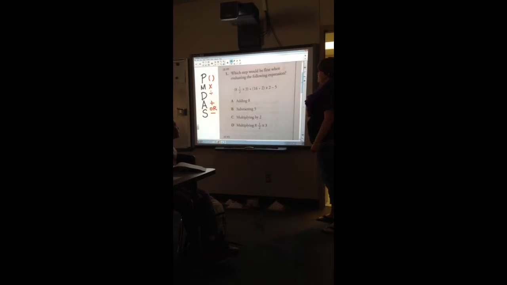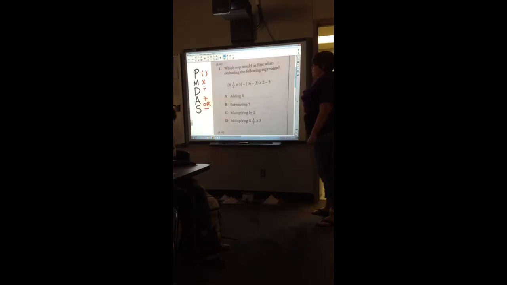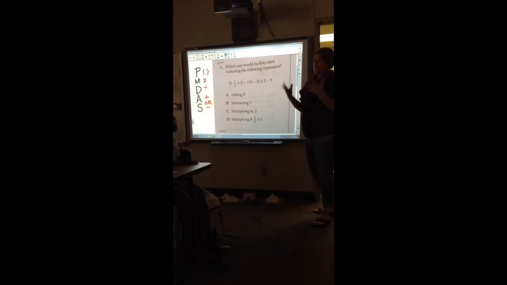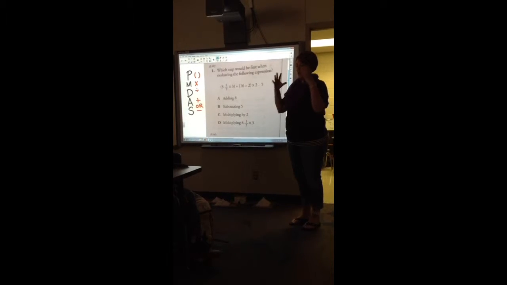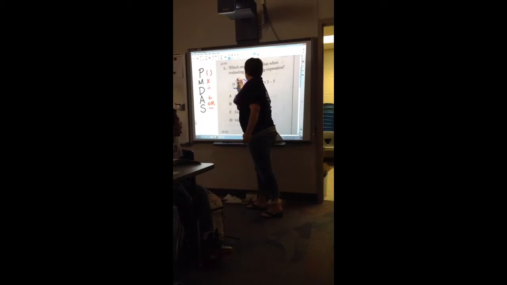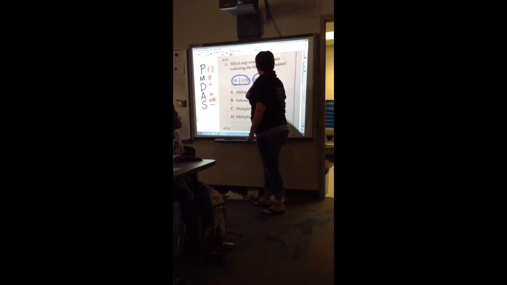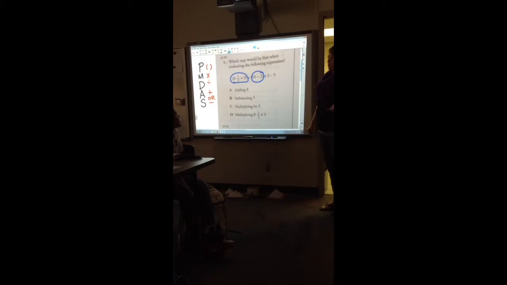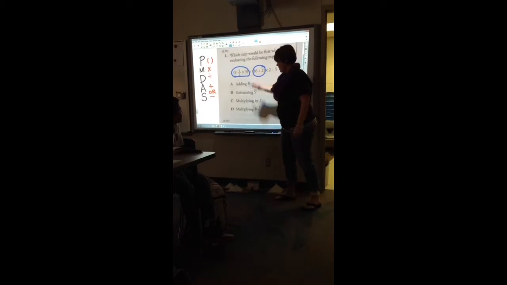Number 1 says, which step would be first when evaluating the following expression? All right, which step would be first? What do we do first, Gio? We do the parentheses. The parentheses, okay? So I have this in the parentheses, 8.5 times 3, and I have 16 divided by 2. Well, which one is the only one that's an answer choice? The first one? 8.5 times 3, right?